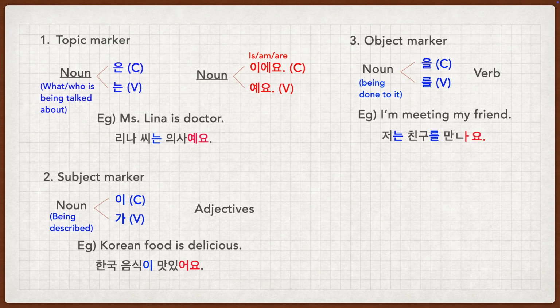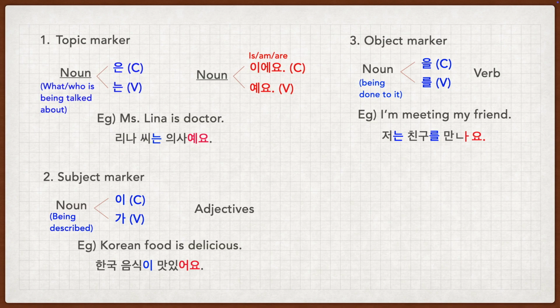From here, for present tense, verb or adjective, we can use 아요, 어요, 해요. So we can combine with 아요. Meeting, 만나요. And 만나요 is an action word, being done to 친구. So after 친구, we should attach 을 or 를. This time, the vowel option. 저는 친구를 만나요.